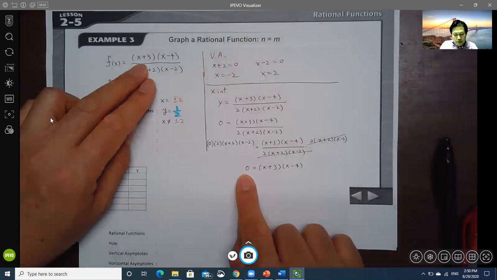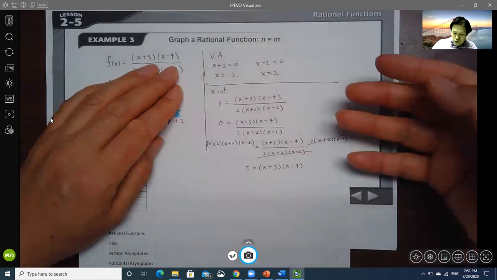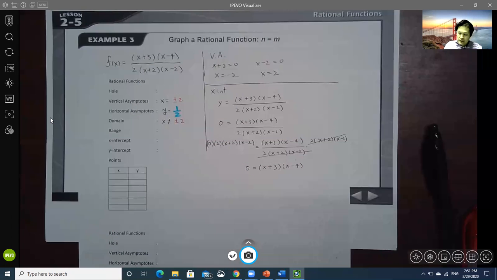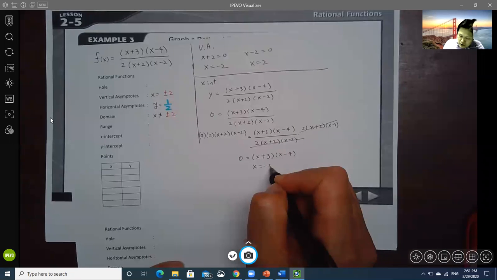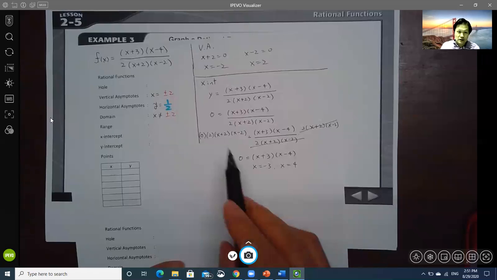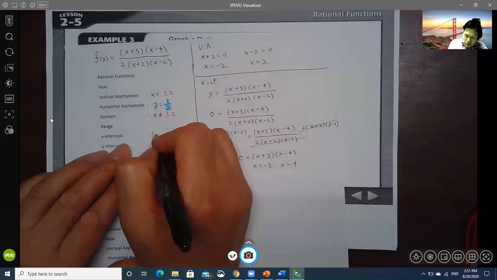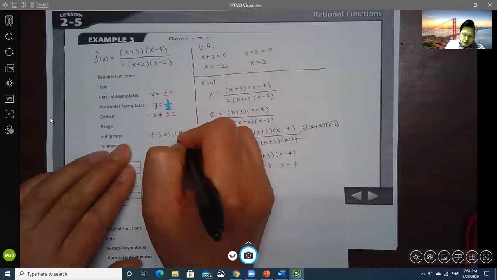So if you remember that shortcut, whenever you try to find the x-intercept, I could have saved all this work here. You don't have to do that if you remember that shortcut. Numerator equal to 0, that's how you find the x-intercept. So x equal to minus 3, x equal to 4, those are the x-intercepts. I got 2 x-intercepts: minus 3, 0, and 4, 0.